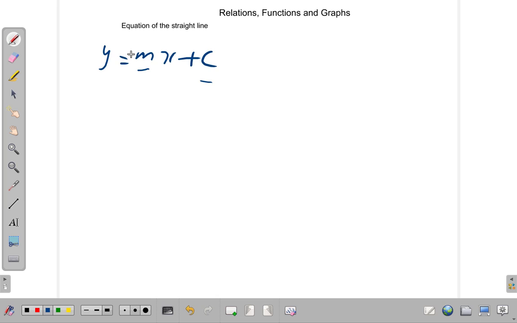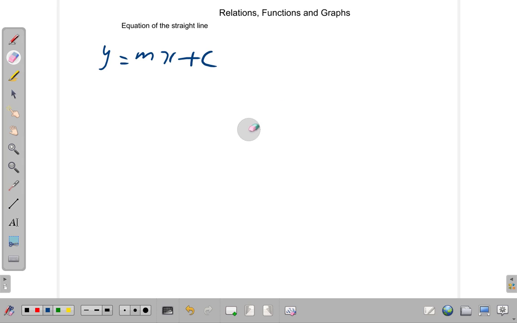You won't need a value for y and x because, as you go along the line, you have x here and y here at one point, and a different x here and a different y here. So x and y are variables. That means they vary, they change as you move along the line. But m and c remain constant. So those are constants, right?